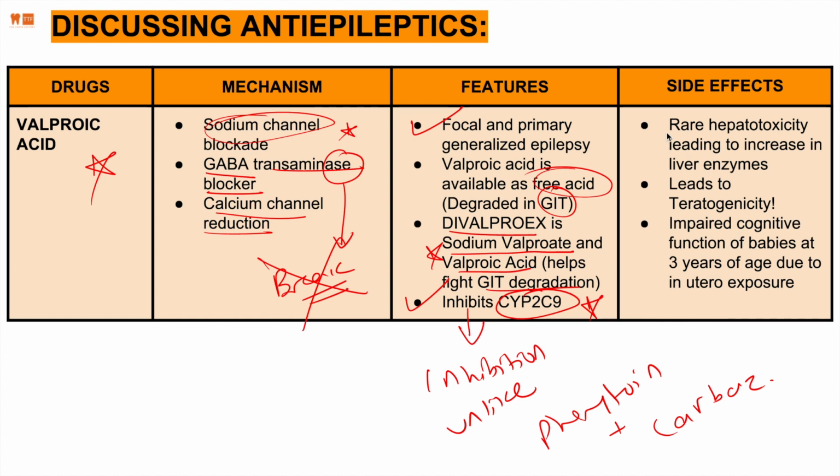Side effects of valproic acid: rare hepatotoxicity leading to increase in liver enzymes, because it inhibits the metabolism of other drugs. It leads to teratogenicity, very, very important side effect. Impaired cognitive functions of babies at 3 years of age due to in utero exposure. So, teratogenicity, it affects cognitive functions of little babies up to 3 years of age when the mother takes it while the fetus is in the uterus.